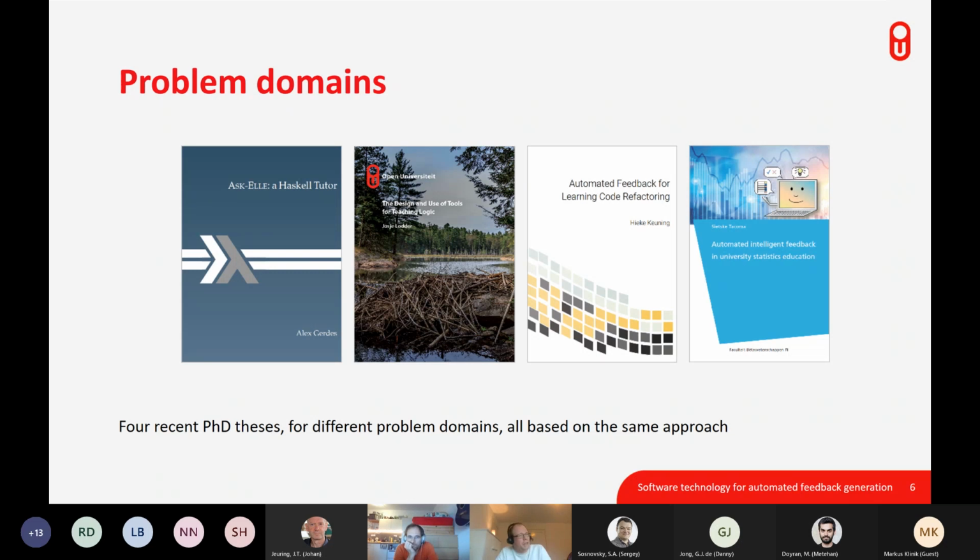We have a third PhD thesis by Hieke Keuning. She studied code refactoring for imperative languages. And the last PhD thesis is from the Freudenthal Institute by Sietske Takoma. And she studied how to generate intelligent feedback in a university statistics education course. So you can see these are very diverse problem domains, and they're all based on one and the same technique.